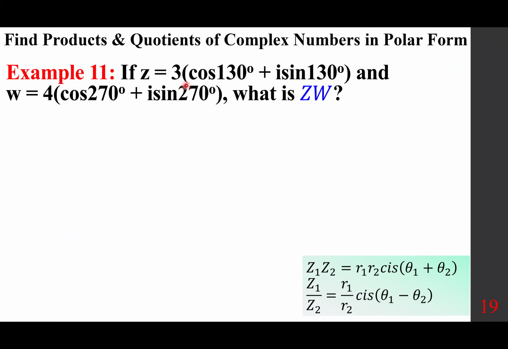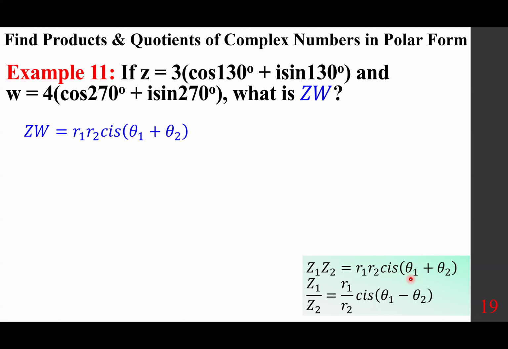If Z is 3 cis 130, or cosine 130 plus I sine 130, and W is 4 cis 270, or 4 cosine of 270 plus I sine 270, what is the product ZW? Well, we're going to go with the product rule. Z1 Z2 is R1 R2 cis theta 1 plus theta 2.